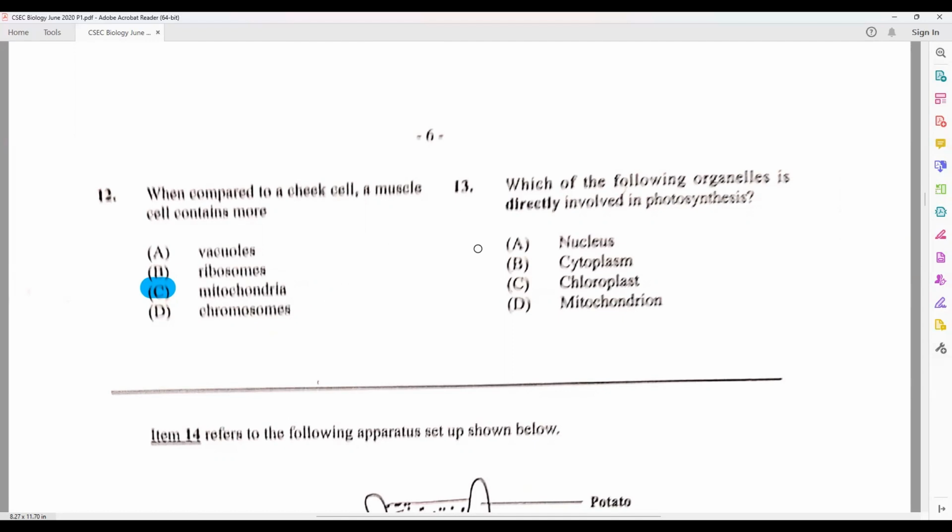Question 13, which of the following organelles is directly involved in photosynthesis? Photosynthesis requires sunlight, and the organelle responsible for providing sunlight is chloroplast, C.